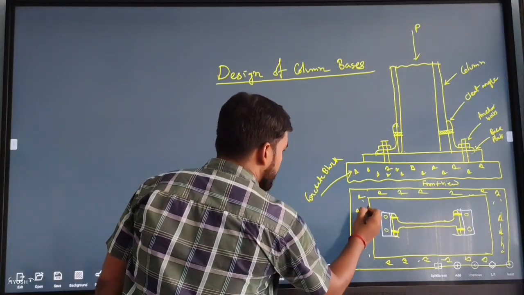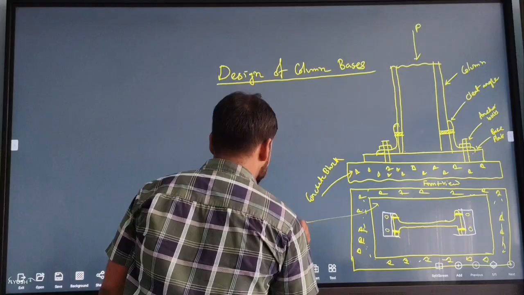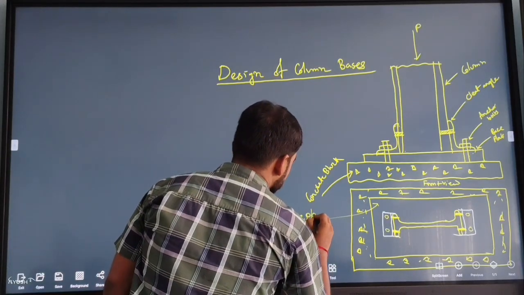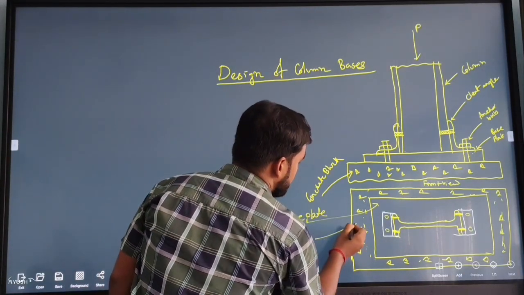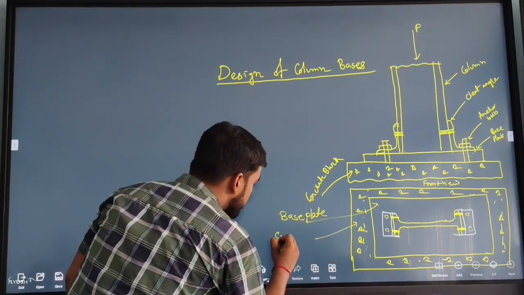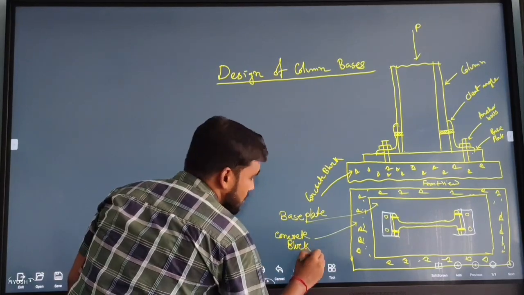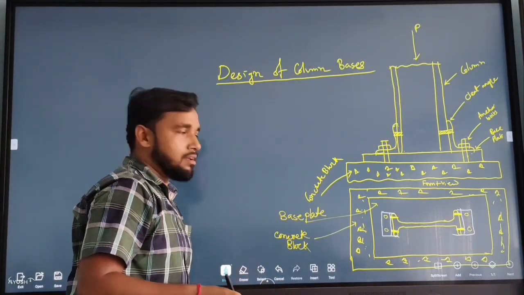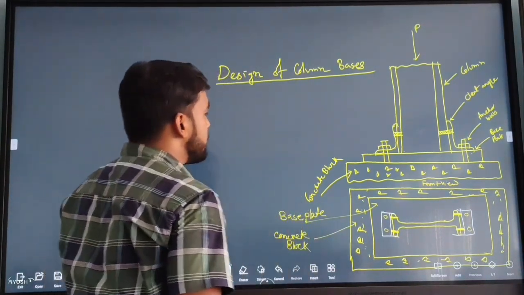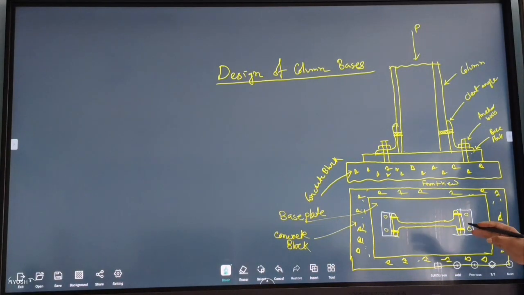So the base plate that we have drawn, this is your base plate, this part is your base plate, and this part is your concrete block. Is it clearly visible? Concrete block. So we have to design the base plate, that means we have to calculate the size of the base plate as well as the thickness of the base plate.